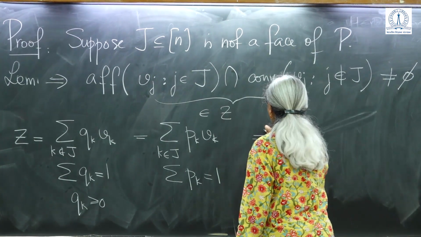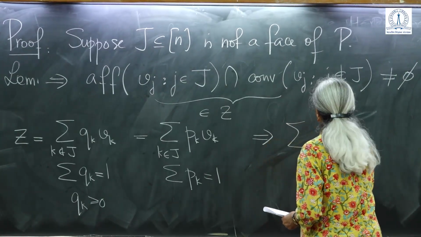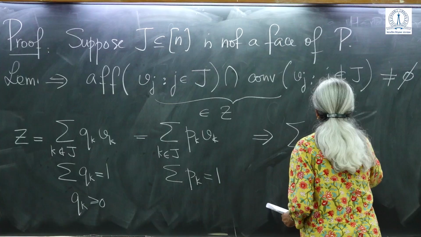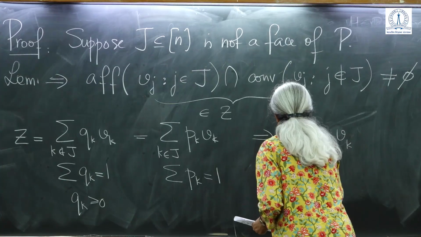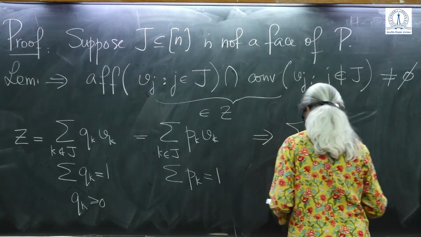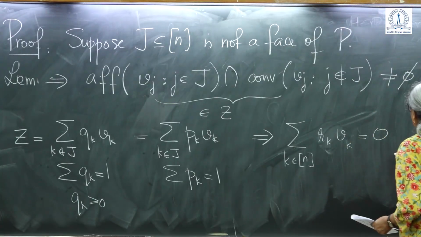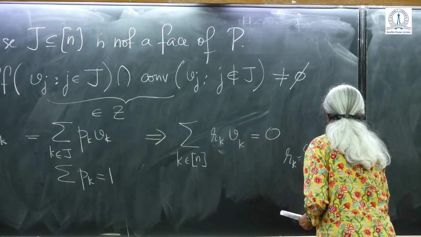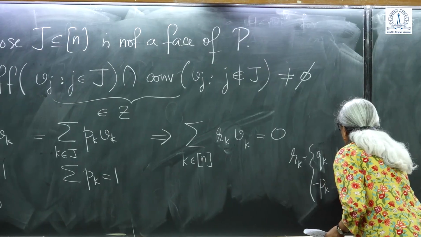So this implies that if I subtract the two, I will get the sum of QK VK. Let me just write it like this. I think you understand what I'm trying to say. So I'm going to write RK VK, where K now includes everything, okay? And because the two sums are equal, I will get 0, where RK is equal to QK if K is not in J, and is equal to minus PK if K is in J.